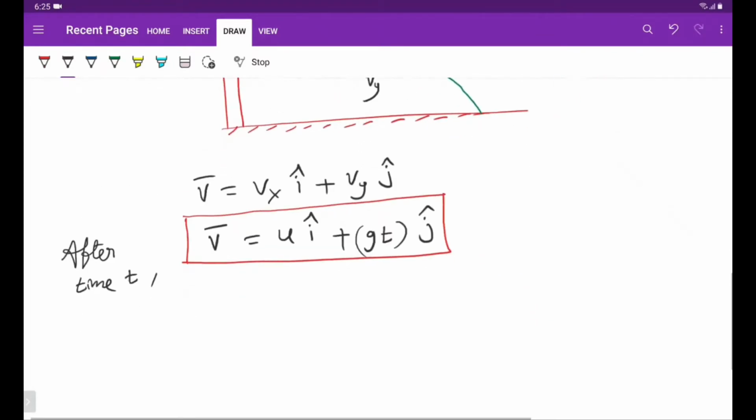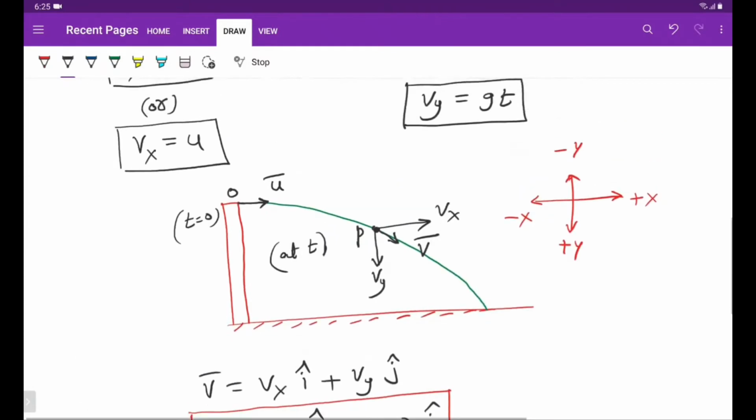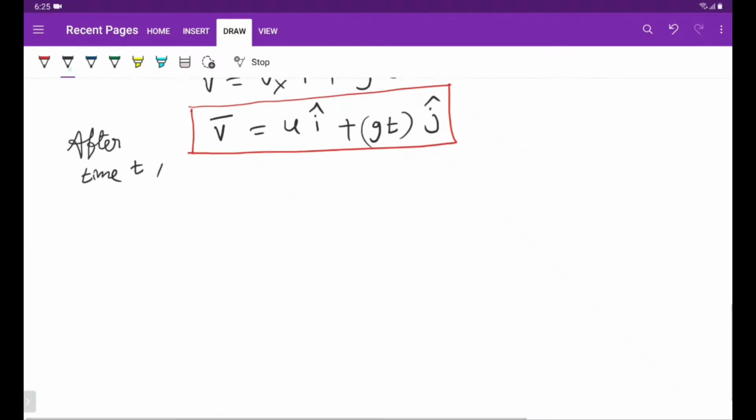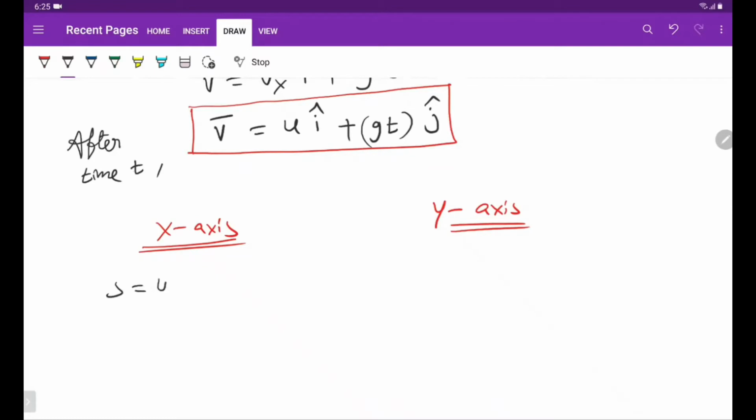Similarly, you can also find the total time after which it reaches the ground. So using the second formula, we have along x-axis. We can also apply one more formula. We have the kinematic equation along x-axis, along y-axis, also this formula: s is equal to ut plus half at square.